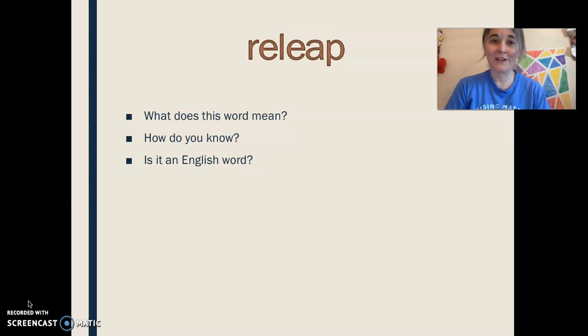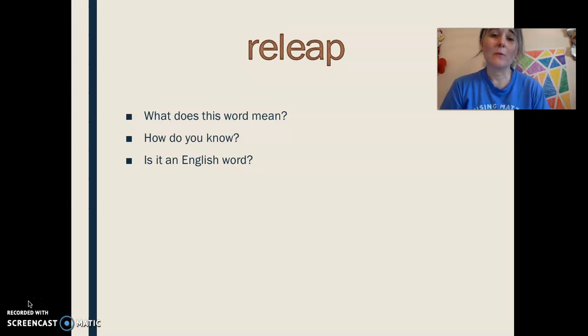So I have this word here. I'm going to look at this word and I want to know, do you know what this word means? The word is releap. And if I ask you what it means, you would probably say it means to leap again, maybe. And so then I would ask you, well, how do you know that releap means to leap again?